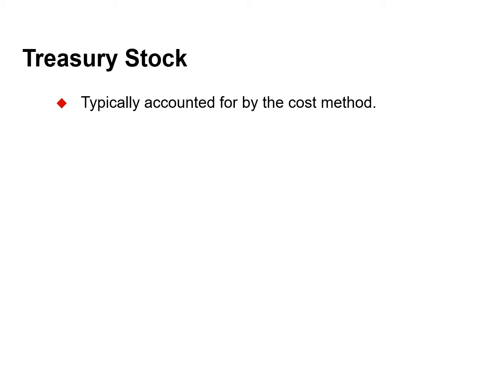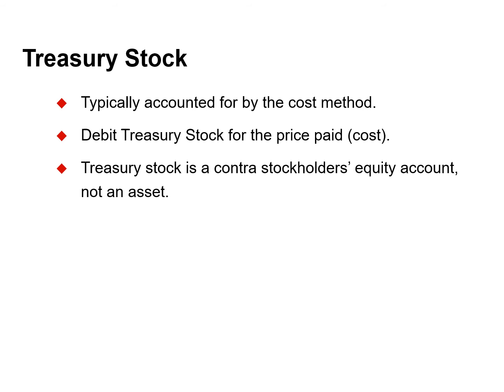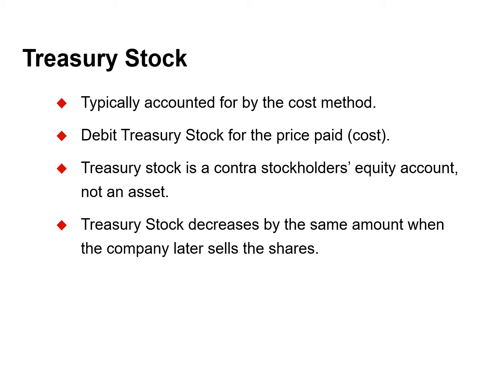Under this method, acquisition of the treasury stock is accounted for by debiting treasury stock and crediting cash for the cost of the shares purchased. Treasury stock is a contra equity item. It is not reported as an asset, but rather it is subtracted from or reduces stockholders' equity. Treasury stock will decrease by the same amount when the company later sells the shares.